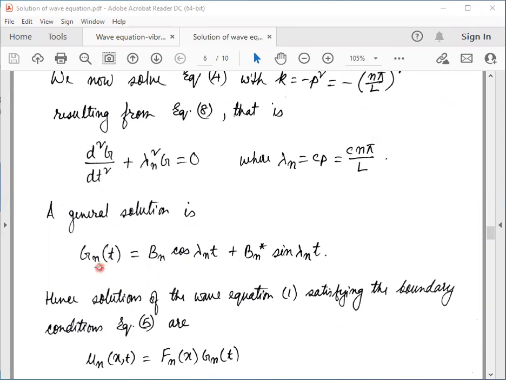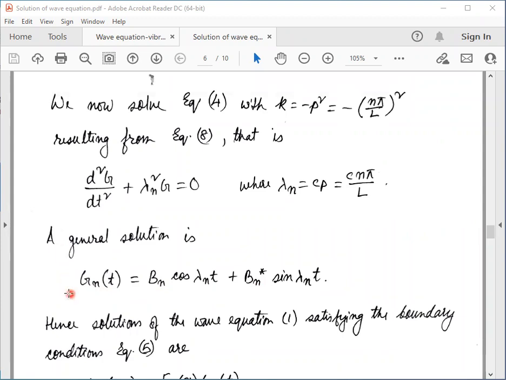Okay, here we have used gn and bn because for each possible value of n, we shall get different values of lambda. And for each value of lambda 1, I shall get g1. For lambda 1, it will be b1, b star 1, g1. For lambda 2, it will be b2, b star 2, g2. So there are many possible solutions. For each value of n, we shall get one possible solution. So there are infinitely many possible solutions.